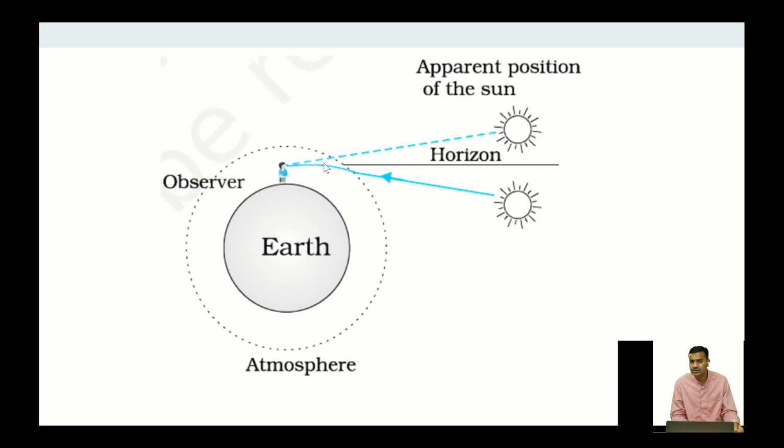The problem is due to an optical illusion, like what we studied in the case of TIR in a mirage. This ray is actually coming from this particular direction, but the observer thinks that the ray is coming from that direction. Therefore the sun appears to be here instead of its actual position. That position is called the apparent position of the sun.